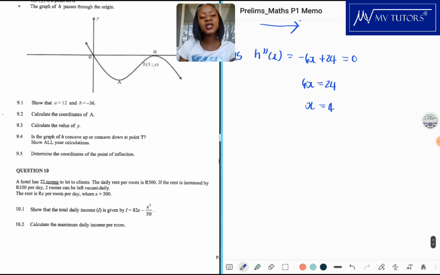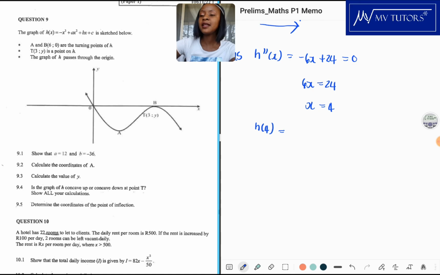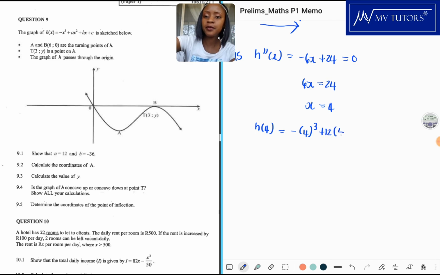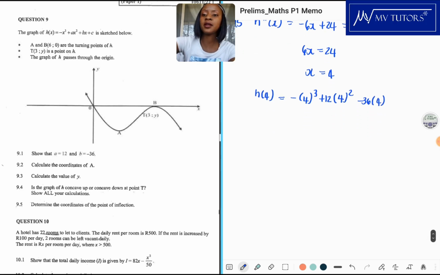And then we need to get the y value. So you're going to put it in the original equation, which is negative 4 cubed plus 12 times 4 squared minus 36 times 4. Okay, and then we're just going to work out what that value is.